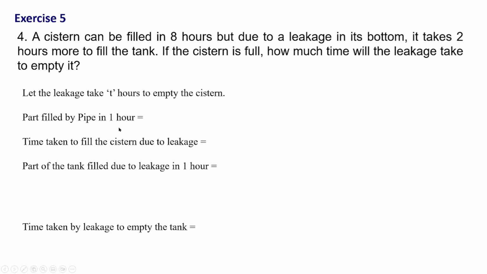So part filled by the pipe in 1 hour will be, here it is given a cistern can be filled in 8 hours, so part filled in 1 hour will be 1 by 8. And because of the leakage, it takes 2 hours more, so the time taken is 8 plus 2, which is 10 hours. So the part of the tank filled because of leakage in 1 hour will be 1 by 10. Now this 1 by 10 is nothing but the part filled in 1 hour minus the part emptied in 1 hour, which is 1 by t. So 1 by 8 minus 1 by t is equal to 1 by 10.